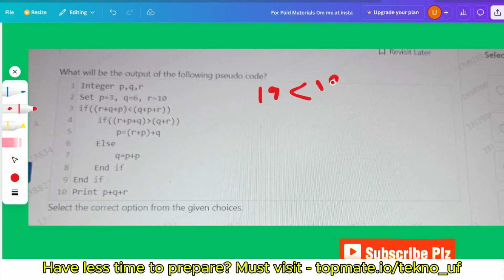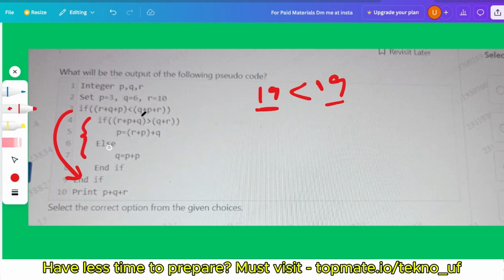So you can check like that. But the thing is, you can directly jump to that line, because p plus q plus r is not lesser than p plus q plus r. Same is not lesser than same. So you don't have to do anything with these lines. You just have to skip this and directly jump to the last line, p plus q plus r.